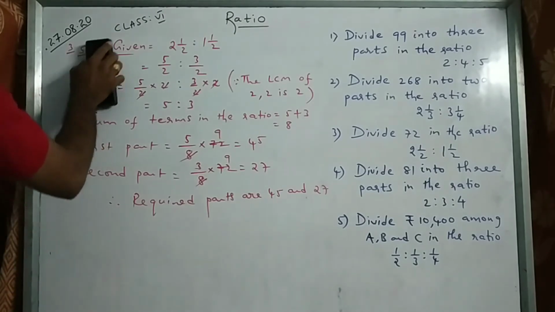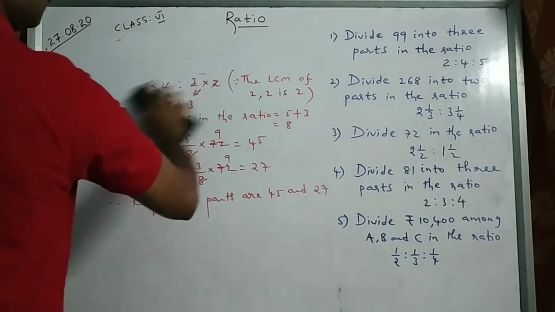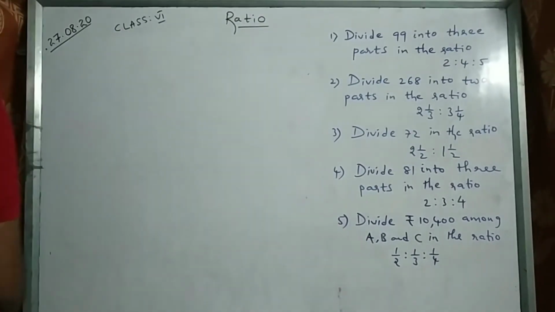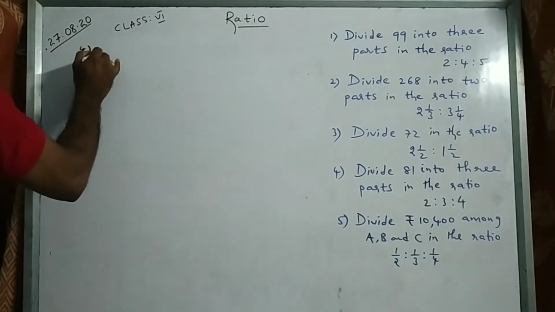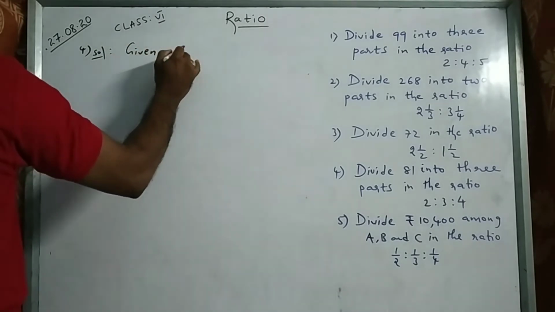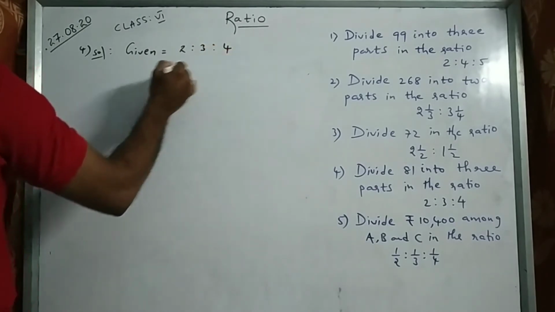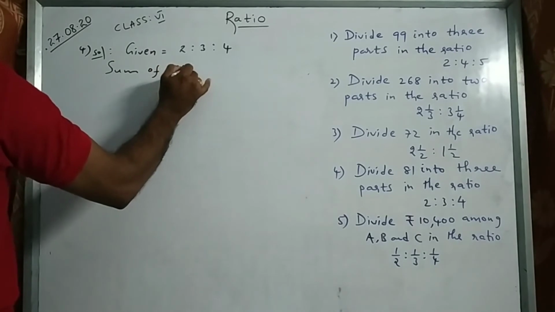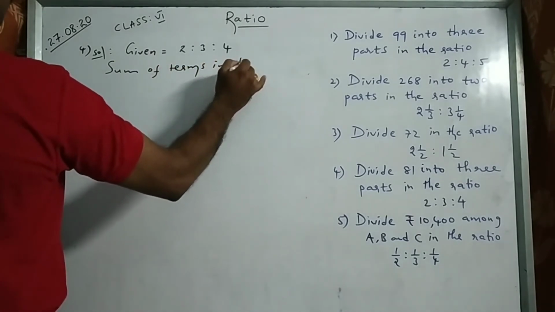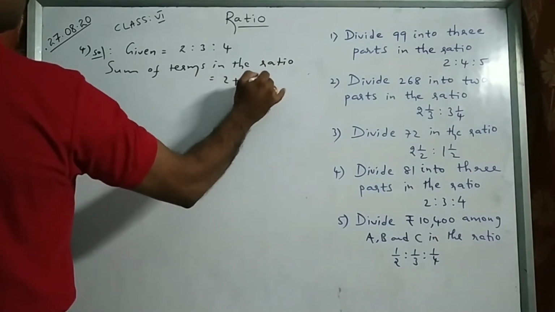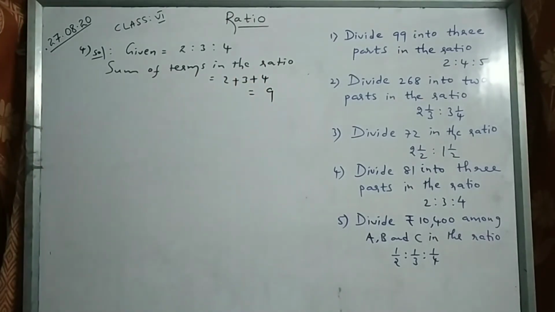Fourth one, also same model. Look at the fourth question. What is the fourth question? Solution. Given ratio 2:3:4, right? Sum of terms in the ratio equal to 2 plus 3 plus 4, 9, right?